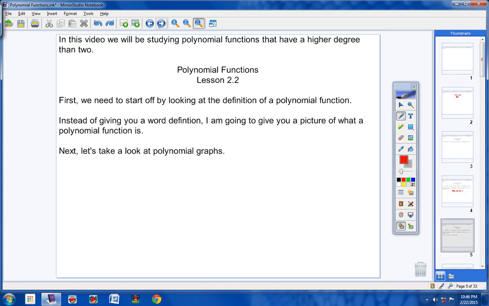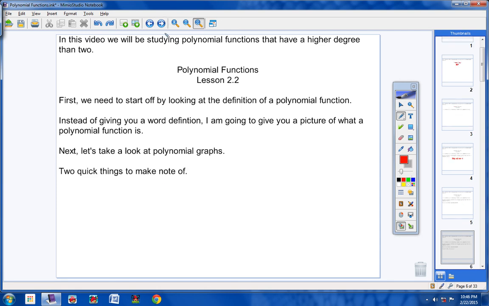Types of polynomials. Next, let's take a look at polynomial graphs, and that's where we're going to spend most of our time today, looking at tons, and I mean tons, of characteristics of polynomial graphs, okay? So you're going to write a lot, and that's why I need you guys to listen really well and take really good notes, okay? So here we go. Two quick things to make note of. Are you ready? Number 1, please copy this down, and let's pause and make sure everyone's on the same page with me. We're now going to start talking about polynomial graphs, okay?